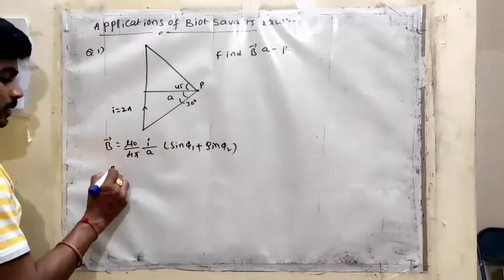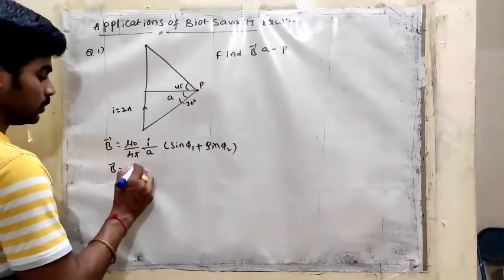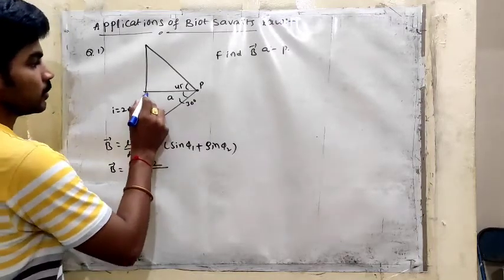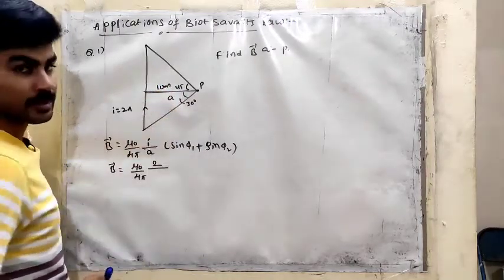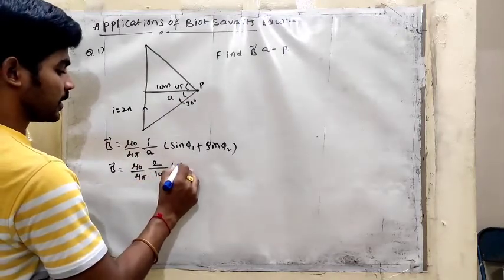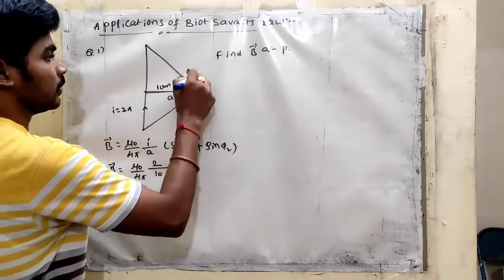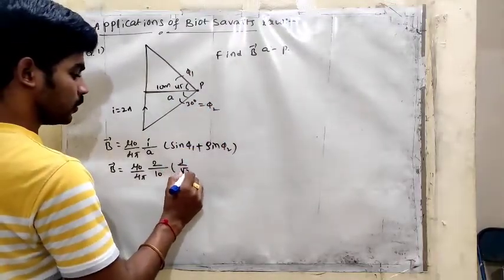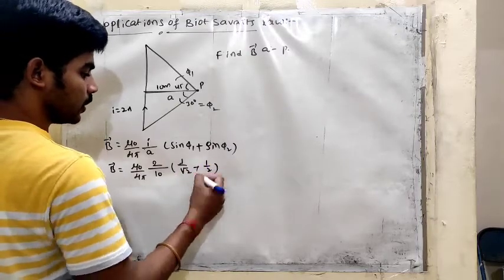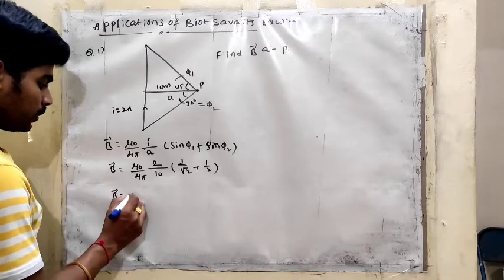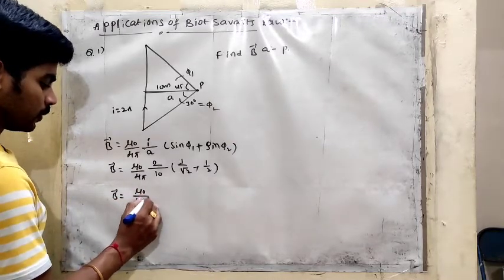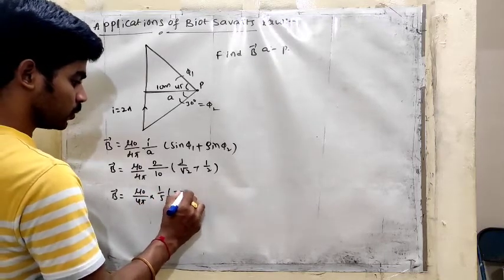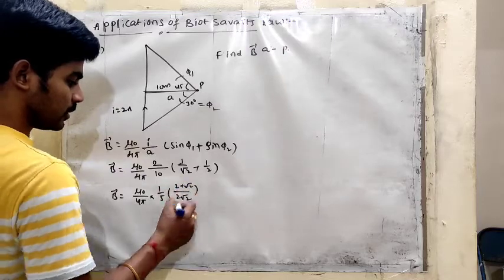Okay, so here B bar is equal to mu naught by 4 pi into current, which is 2 amperes. So this distance, let us consider 10 meters. Sin phi value, this is the phi 1 angle and this is the phi 2 angle. Sin 45 is 1 by root 2 plus sin 30 is 1 by 2. So calculate this value. B bar is equal to mu naught by 4 pi into 2 by 10, which means 1 by 5. So LCM 2 root 2, here 2 plus root 2.